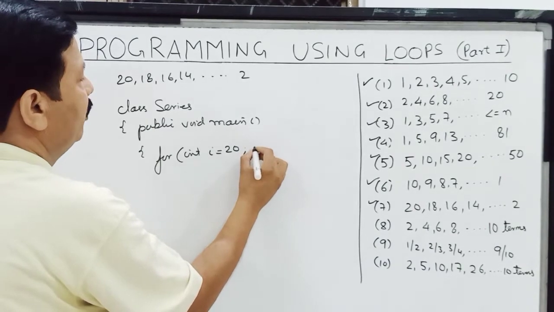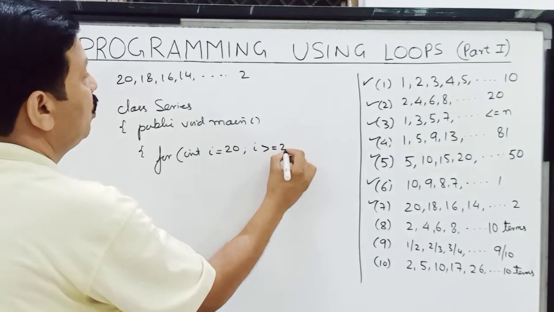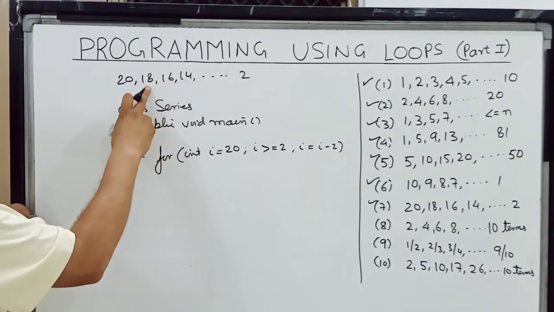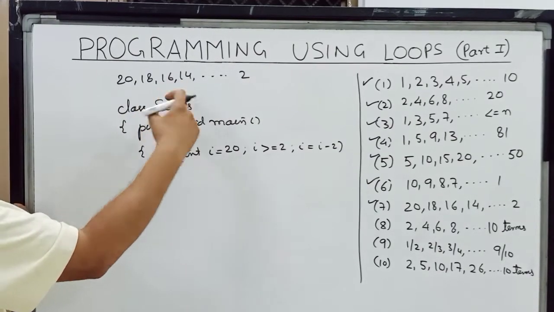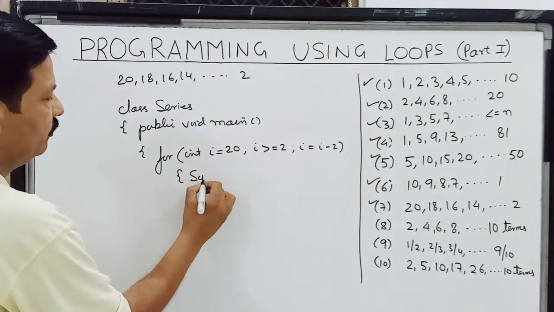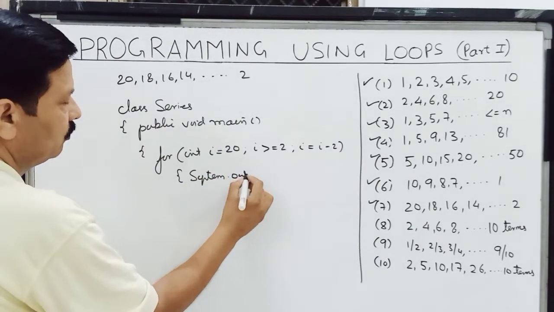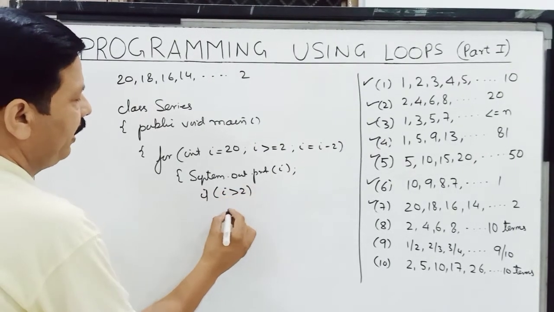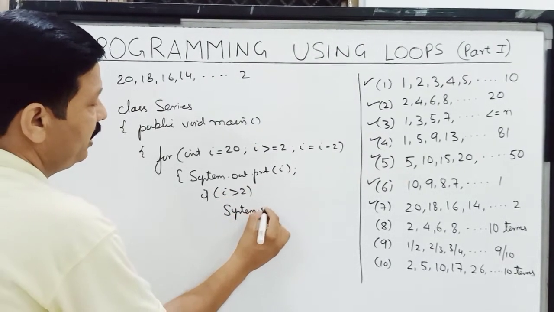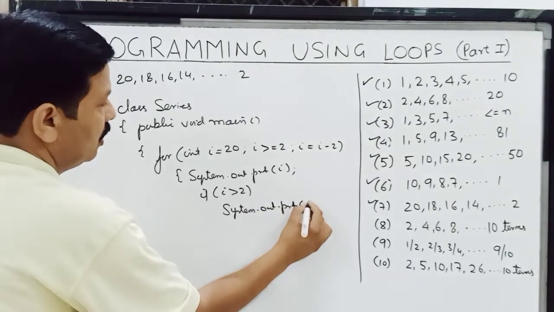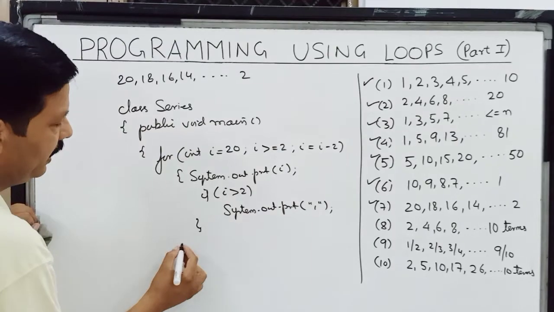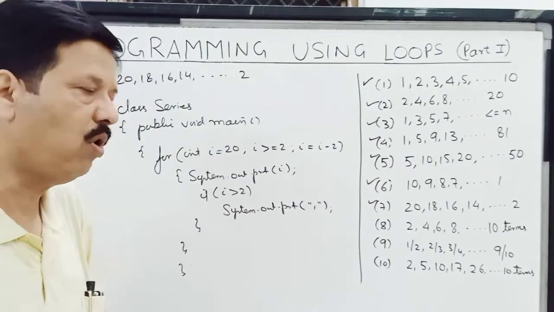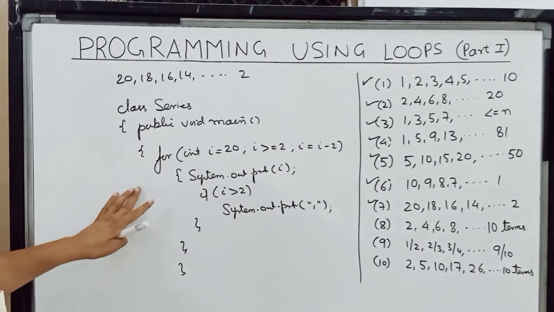So it is i is 20, i is greater than equal to 2 and i is equal to i minus 2. So 20 minus 2 will become 18, 18 minus 2 16, 16 minus 2 14 and so on. So now I print i, and here if I say if i is greater than 2, then I am going to print a comma. Here I end my loop, method and class. So children, I hope this is clear to you all. So this series is also clear to you all.